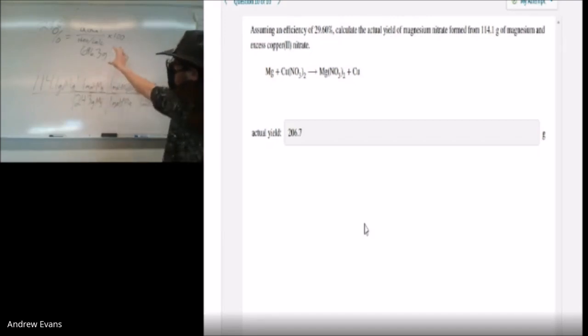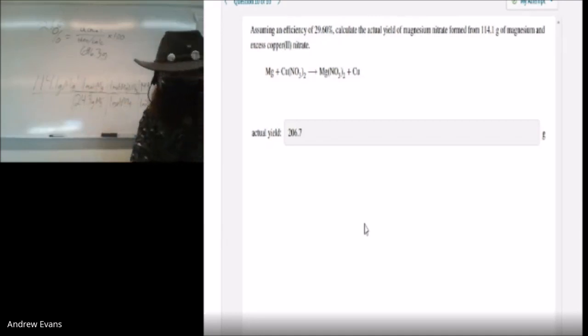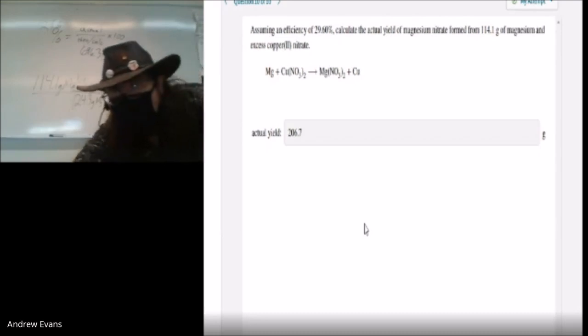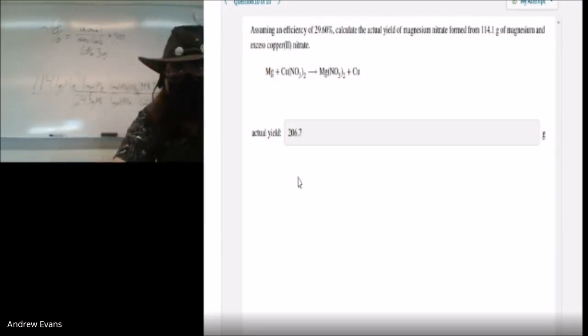Now, how do I solve the last bit? We have to isolate the actual. To do that, we're going to divide both sides by 100, which makes 29.6 into 0.296, and multiply both sides by the 696.3, which gets rid of that. So you'll get that the actual yield would have to be 206.1. Depending on where you rounded, you might have got a slightly different number. So 206 is good enough.